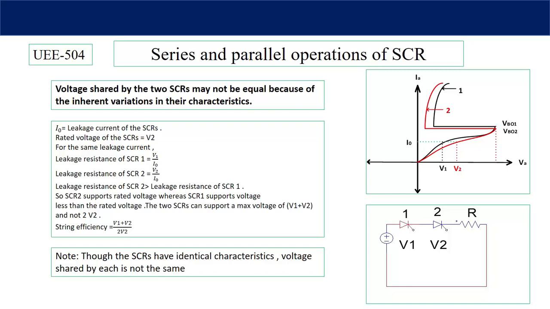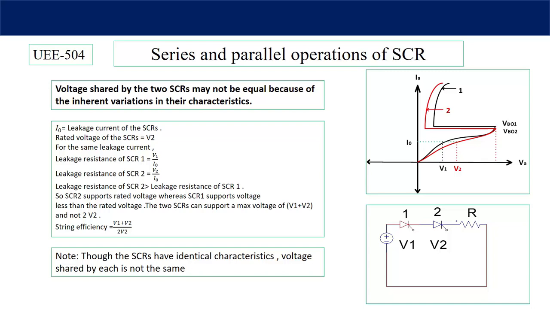SCR number 2 can be assumed to be more utilized than SCR number 1. And the two SCRs can support a maximum voltage of V1 plus V2 and not 2V2. And the string efficiency, which is V1 plus V2 by 2V2, is less than 1. So from this graph we can conclude that though the SCRs have the same rating, same specifications, identical characteristics, the voltage shared by each is not the same.